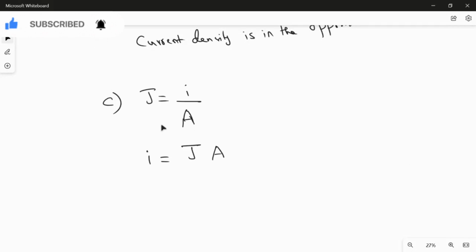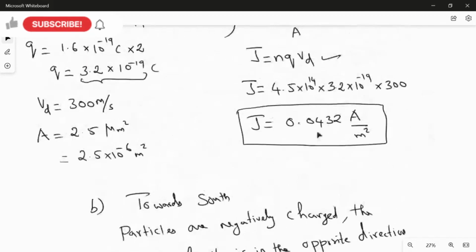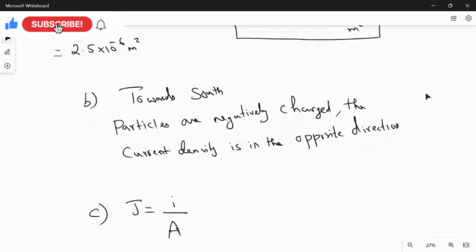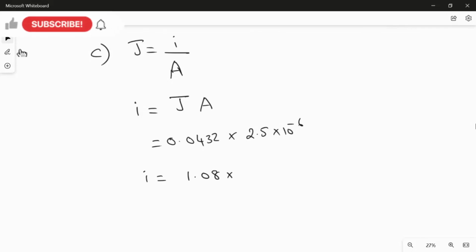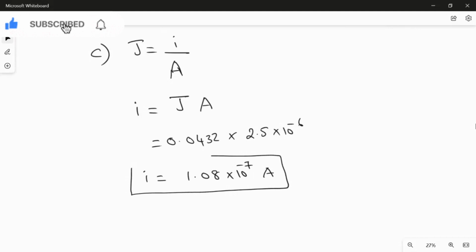This current density value I am going to take from the first part. Here we already found the current density as 0.0432. So I is equal to 0.0432 multiplied by 2.5 × 10^-6, and I got the answer for the current, I is equal to 1.08 × 10^-7 ampere. So this is the answer for the third question.